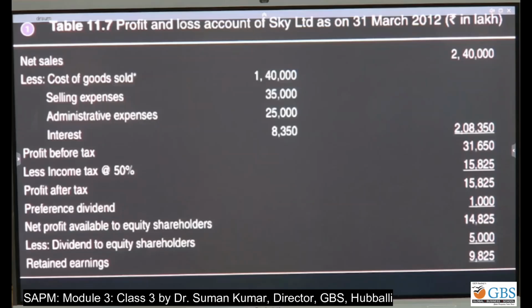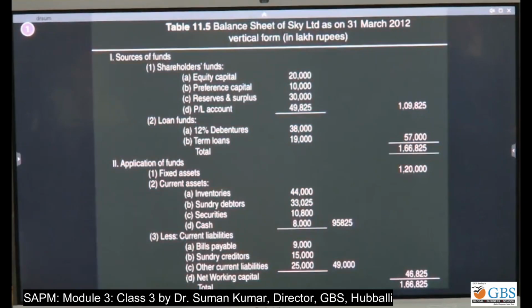It's a big amount, but anyhow the ratio comes in decimals, so it doesn't matter. The profit and loss account looks like this, then a balance sheet. So let's see how much hold you have on ratio analysis. Ready now?